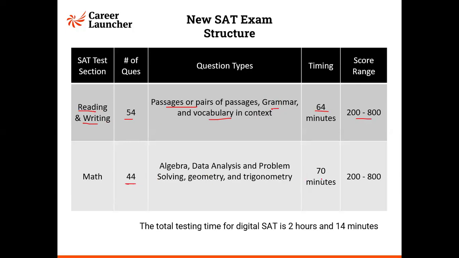Math, 44 questions, 70 minutes, 200 to 800. Algebra, data analysis, problem solving, geometry, trigonometry are the major topics that you will be tested on. Each of these sections will be divided into 2 subsections. So verbal, you will have 27 questions on each and 22 on the math part. It's a sectional adaptive test. So performance on each of the sections will decide the difficulty level of the next similar section.